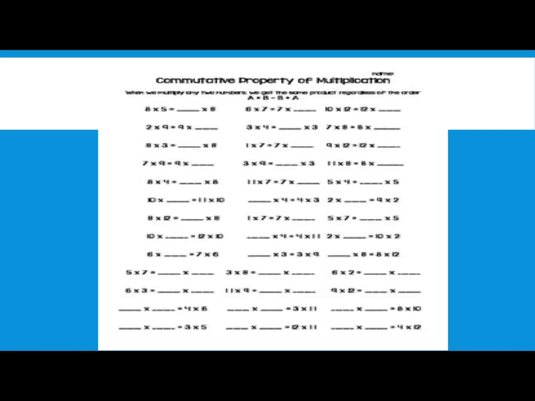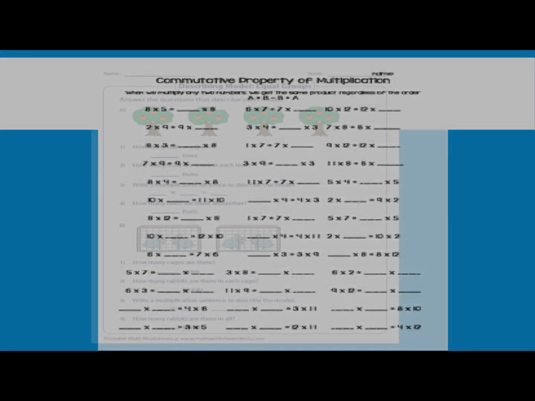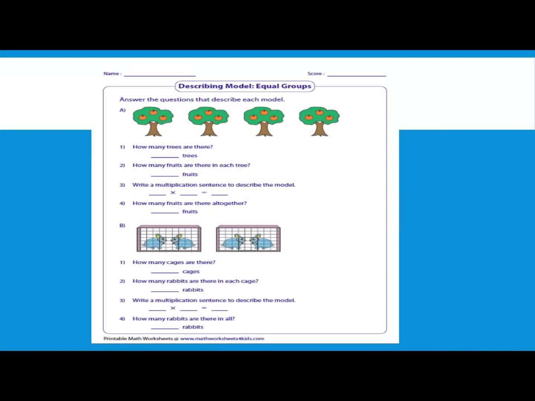Now this is the commutative property. I am just giving one example. 8 into 5 is equal to dash into 8. In the dash it will be 5. 6 into 7 is equal to 7 into dash. It will be 6. So this is the commutative property. So do it, complete it, children.